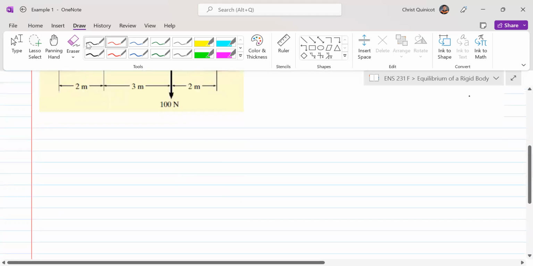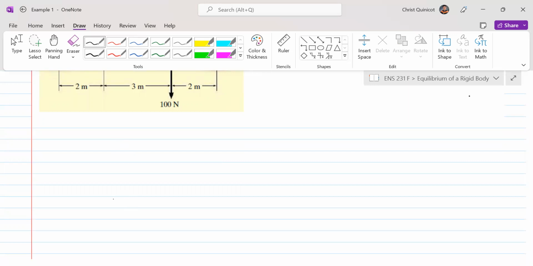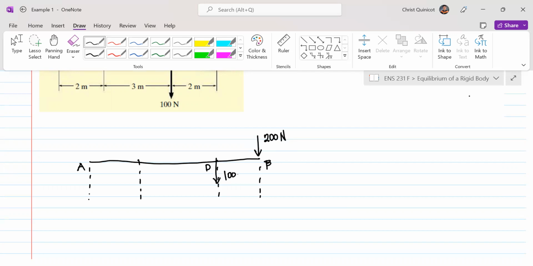Okay, so the first thing that we're going to do is draw our free body diagram, right? So let us say this is our beam. We have our A, our B. It is divided into three sections, right? So at B, we have 200 Newton. Now at this point, which we will call D, we have 100 Newton going down.